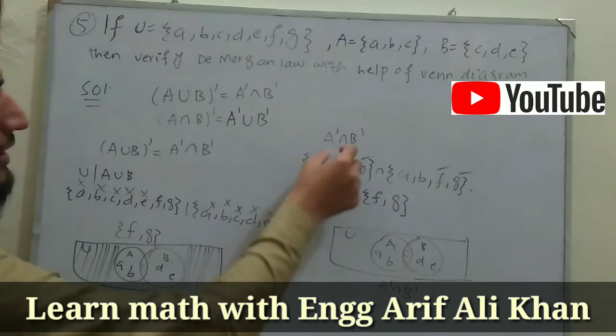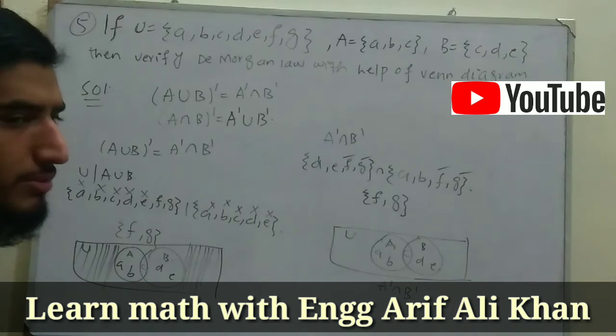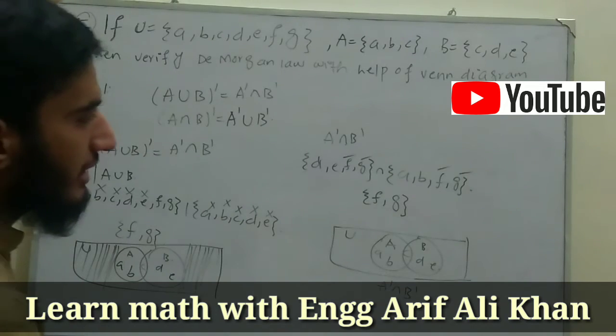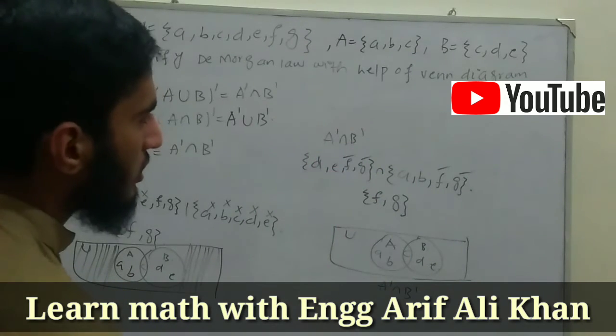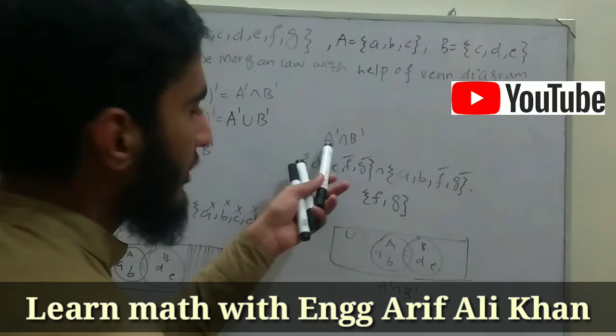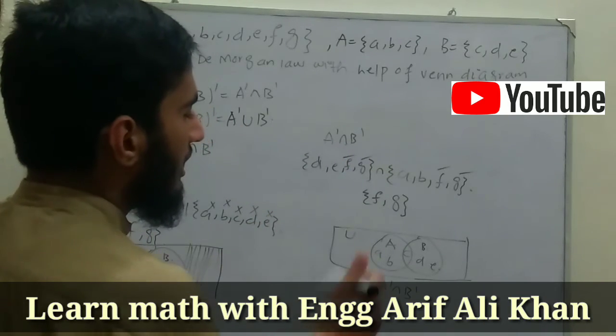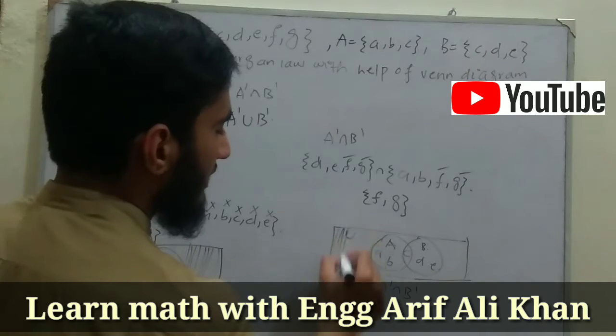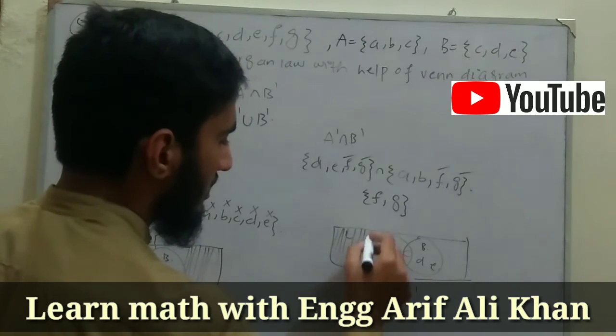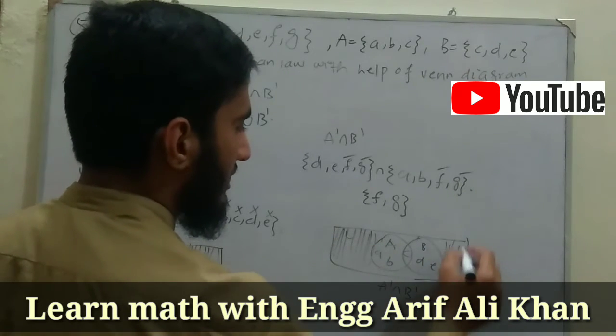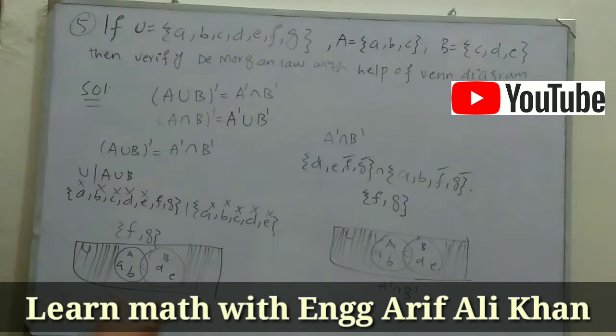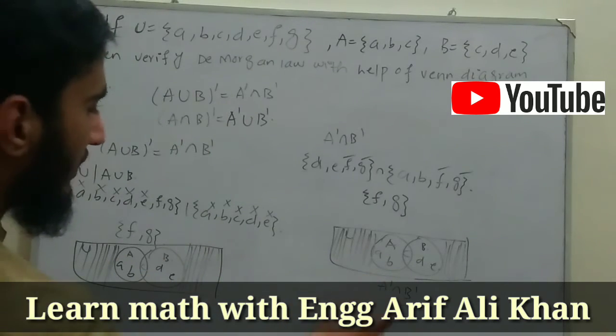A complement is U minus A, and B complement is U minus B. So the shading will be on the universal set, but here is the intersection sign. So ignore the intersection sign and using the same law, we will shade out the universal set according to the law. So the intersection will be just like this. Here and here the shading is the same and the Venn diagram is also the same.